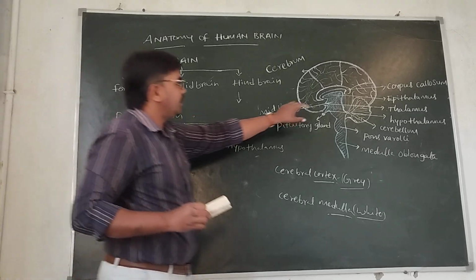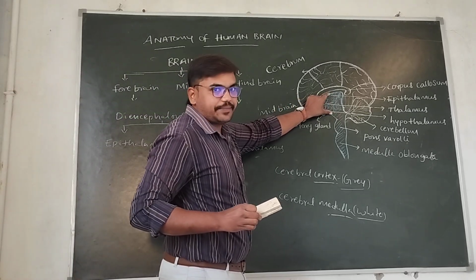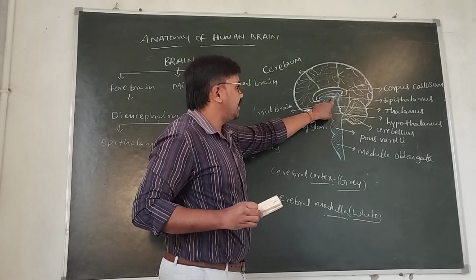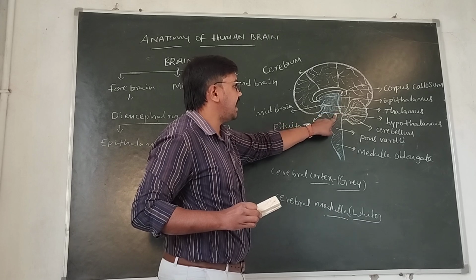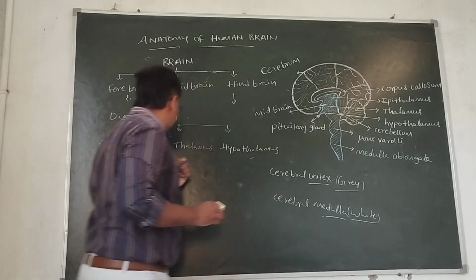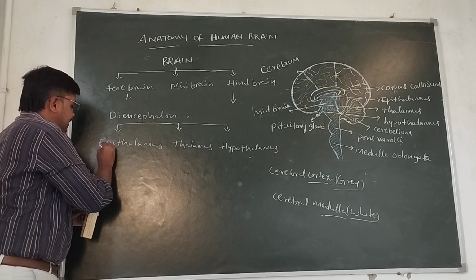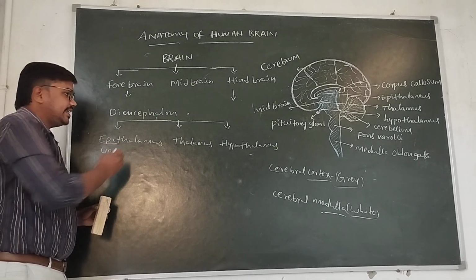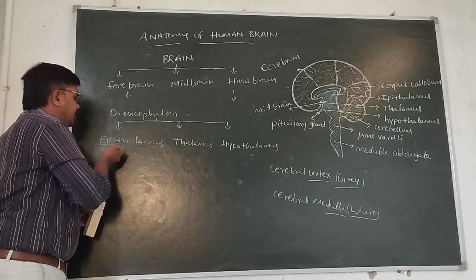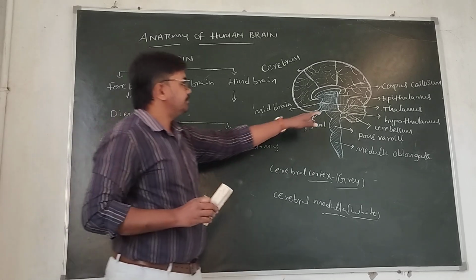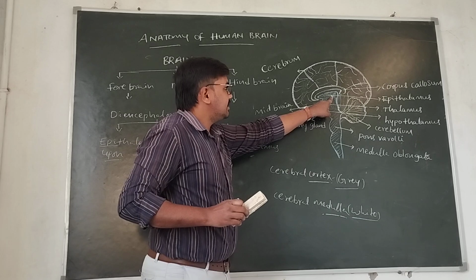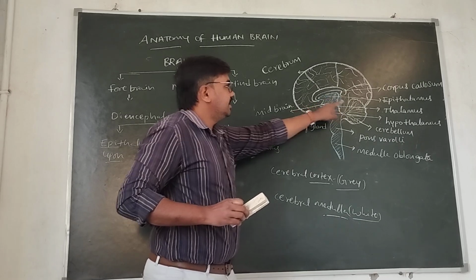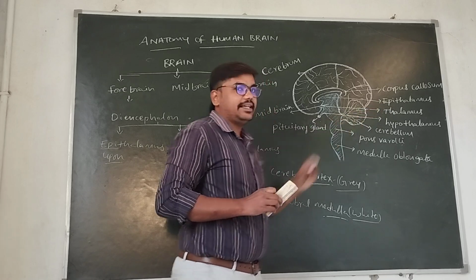This diencephalon has a rhomboid shape. It is the center of the brain. Epithalamus, thalamus and hypothalamus, we will explain one by one. Epithalamus. Epi means upon. It is the anterior portion of the thalamus. That's why it is called epithalamus.